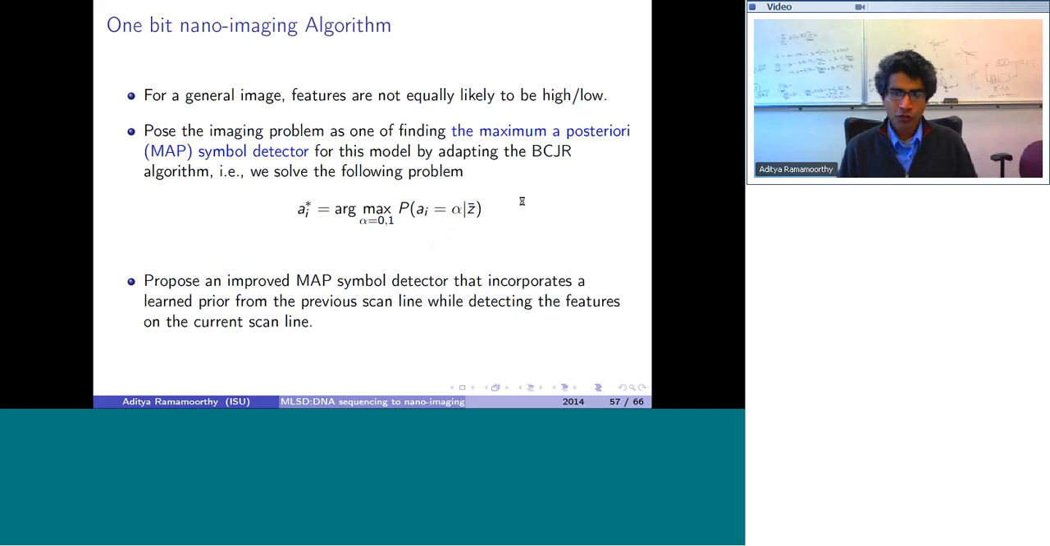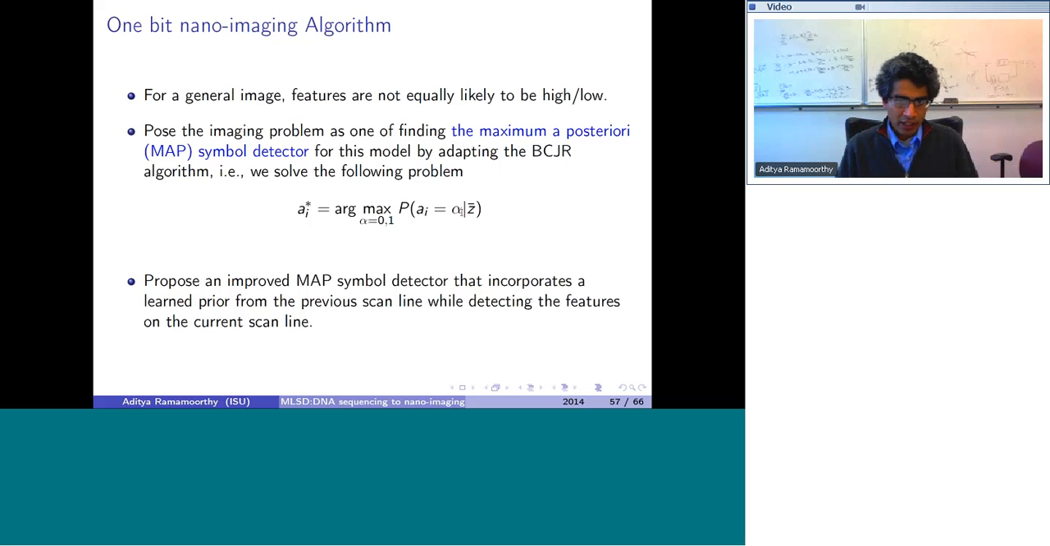So of course, for a general image, the features are not going to be equally likely to be high or low, and so in this case we can actually reformulate the problem instead of just ML sequence detection as a MAP symbol detector. So it's essentially like the BCJR version of the ML sequence detection problem. So here instead what we are doing is, given all the sufficient statistics, we try to detect whether a given bit is high or low.